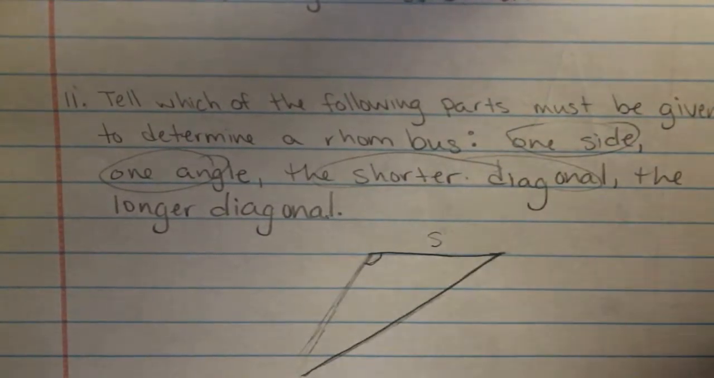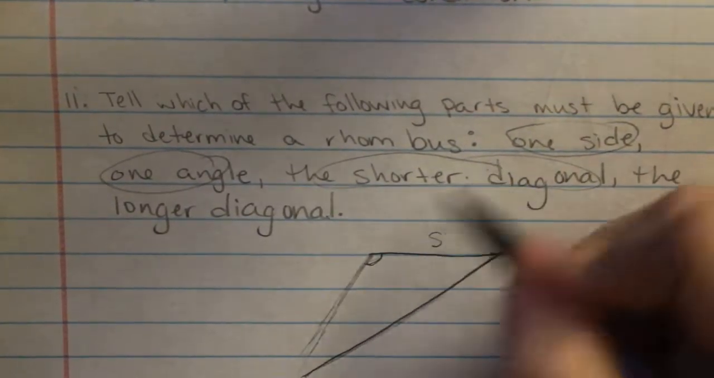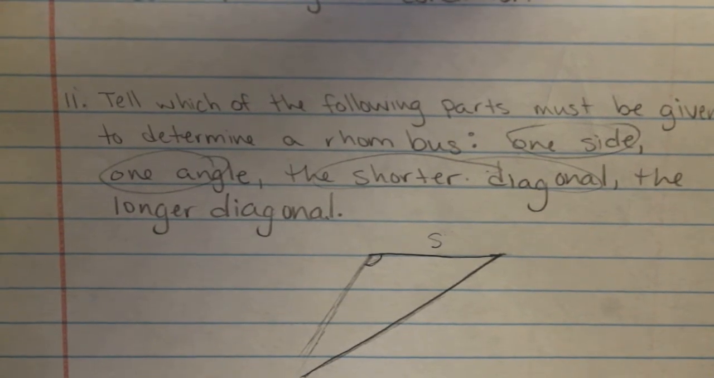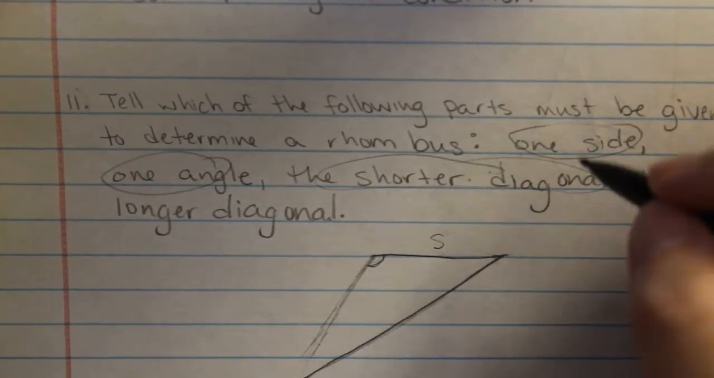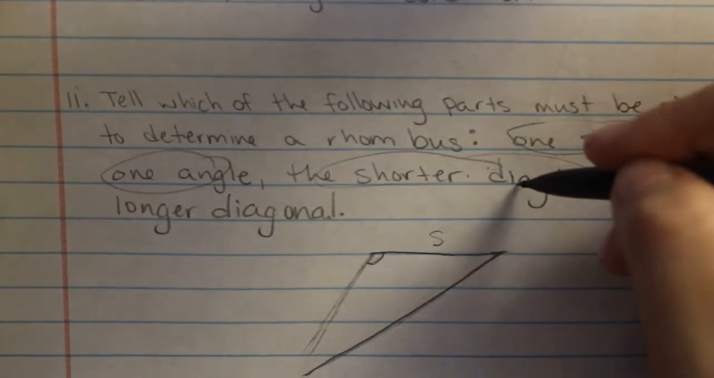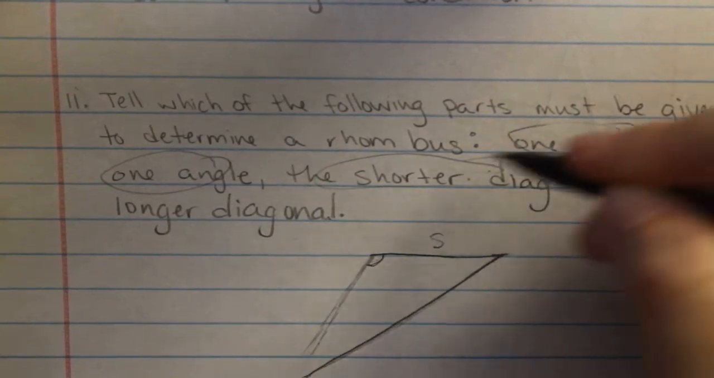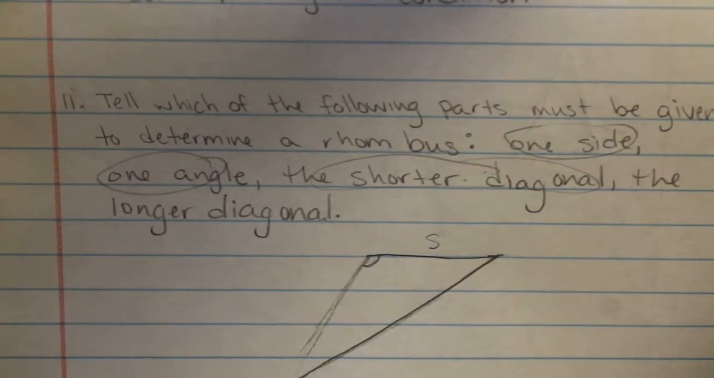So I would take shorter or longer. Doesn't really matter which one you pick. Either would be correct there. Just make sure you don't pick both. Although both would help, but it wants to know what is the minimum requirement. So you'd really just need one side, one angle, and the shorter diagonal, because in a rhombus, the diagonals bisect the angles. Okay, so I hope that helps.